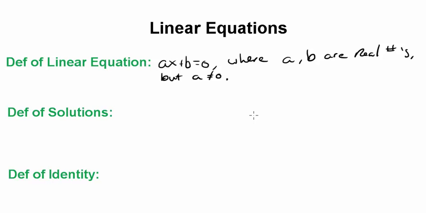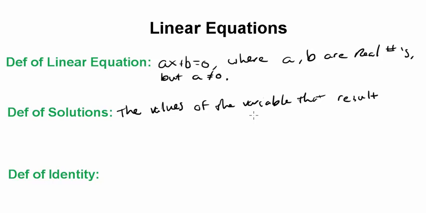The solutions of a linear equation are the values of the variable that result in a true equation. There is a special circumstance that could happen where all values of the variable, in other words, all real numbers, are solutions. Every real number that exists can be a solution to the equation. We call that an identity.